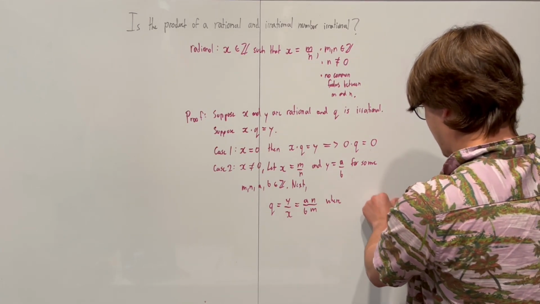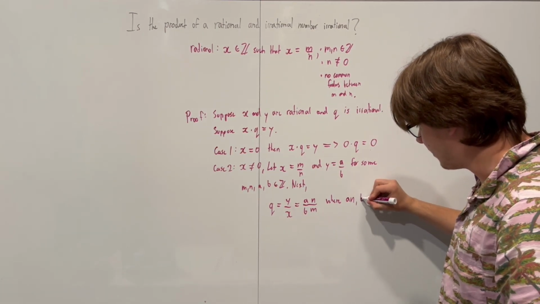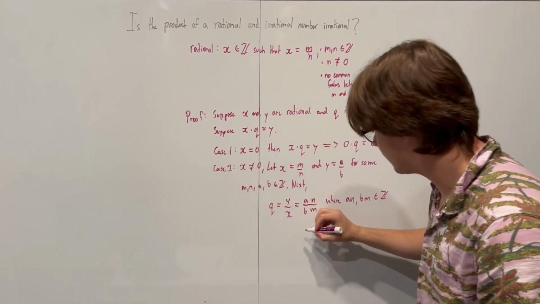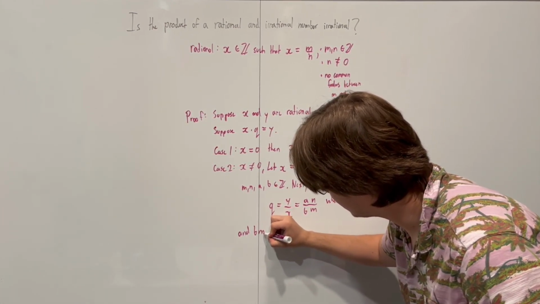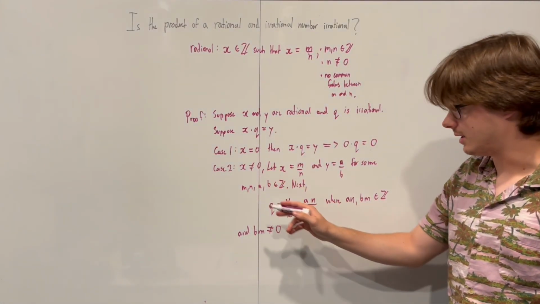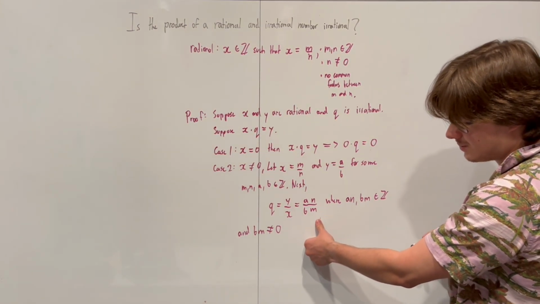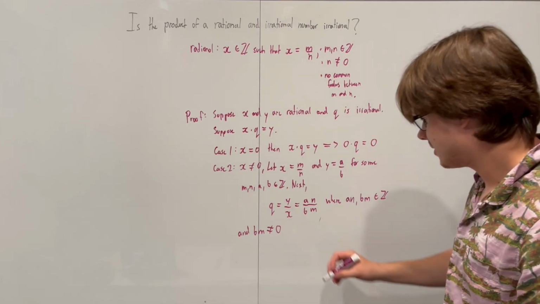So we can just say where an and bm are integers and bm is not equal to 0. That's why I was just saying that, looking at this denominator, I need to make sure it's not 0, but it can't be 0 because x isn't 0 and y isn't 0. Great.